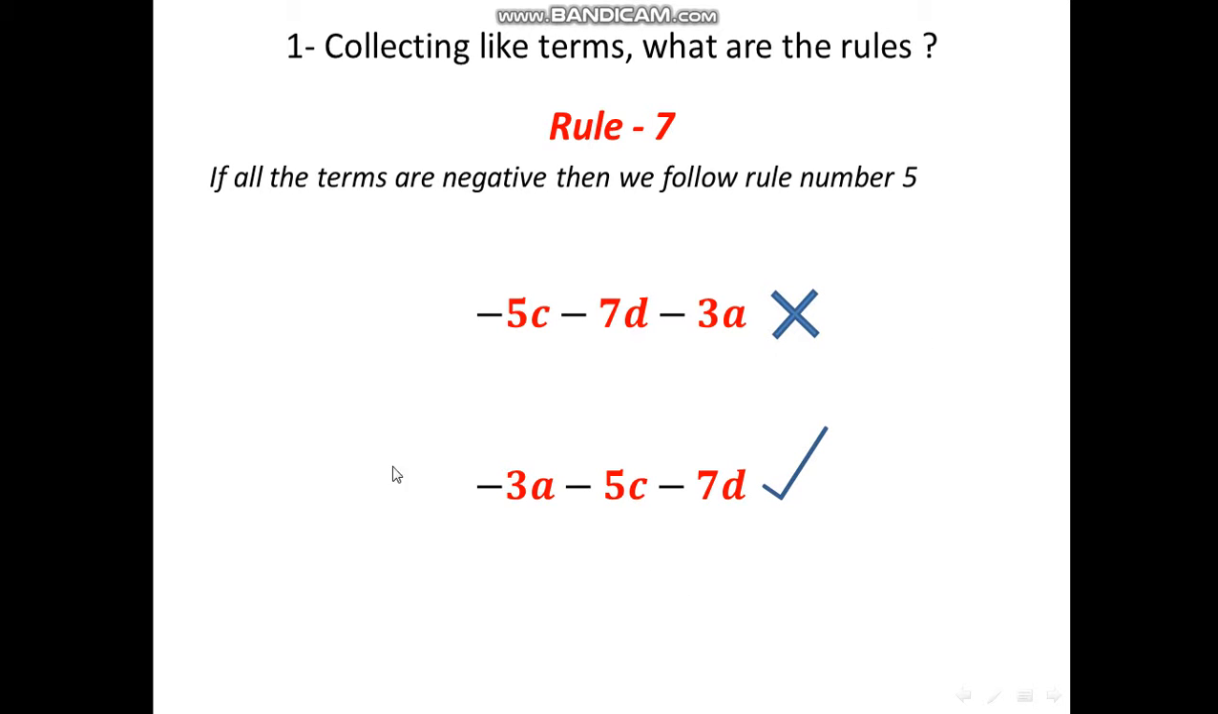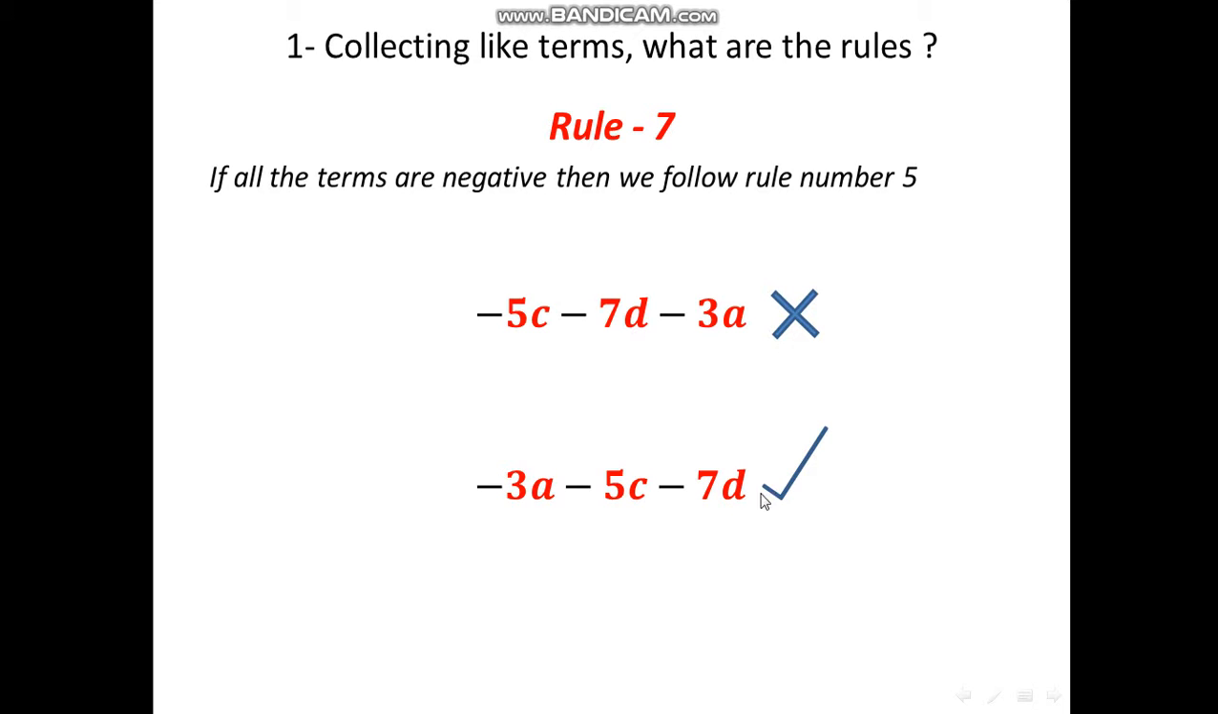Why? Does somebody know? When all of them are negative, we also go to the alphabetical order. Which one comes first? A, D, or C? A, and then C, and then D. So this is correct. Because all of them are negative, we write them so that the letters are in the sequential order of the alphabet. Okay, A and then C and then D.